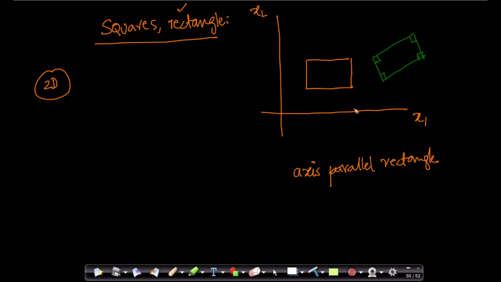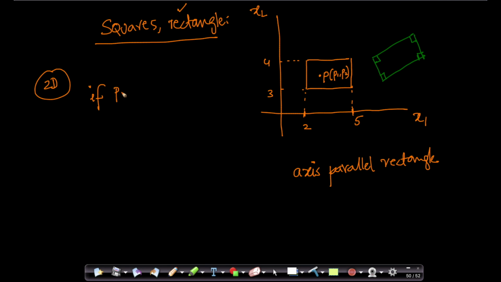Let's see. Let's assume this value is 5 and this value is 2, right? Let's assume this value is 3 and this value is 4. Suppose I have a point P with coordinates P1 and P2, and I want to determine if the point P lies inside this axis parallel rectangle or outside it. How do I do it? I can write it with simple if-else conditions.